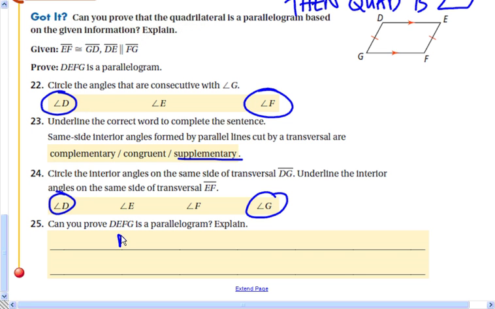So no, you cannot prove that DEFG is a parallelogram because it could be an isosceles trapezoid according to the information we're getting. This line could go like that. You'd still have congruent opposite sides there. And so angle D and angle G are not necessarily congruent.